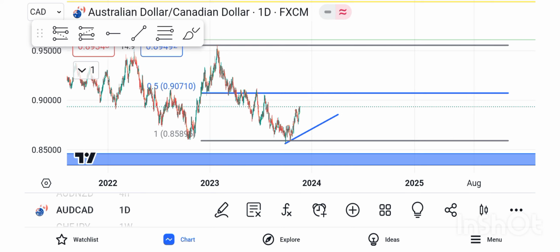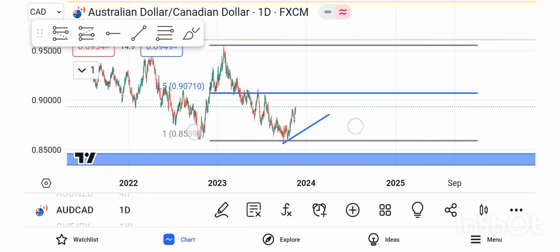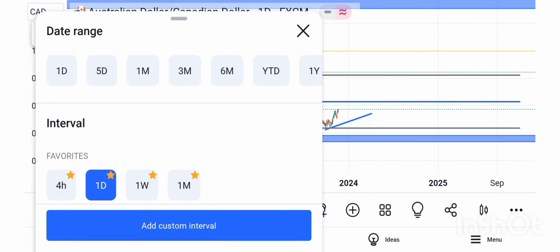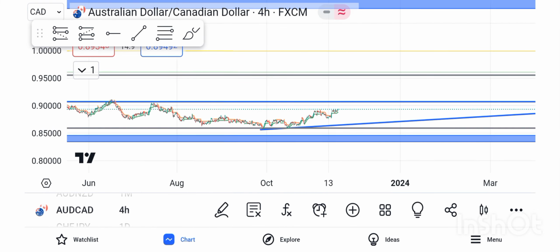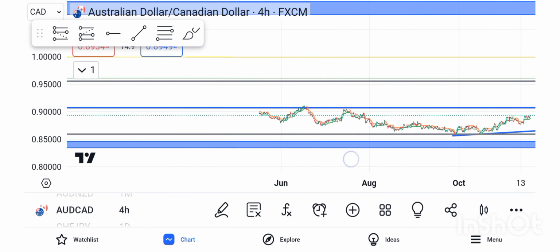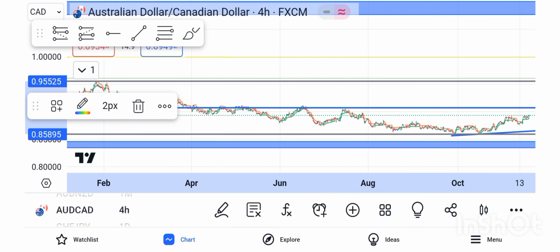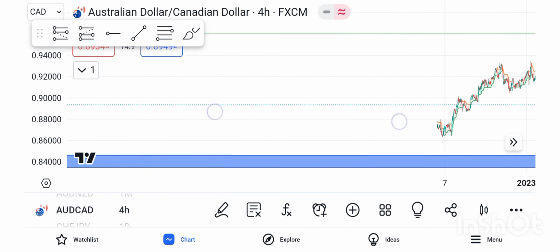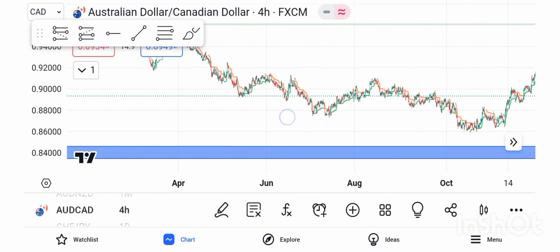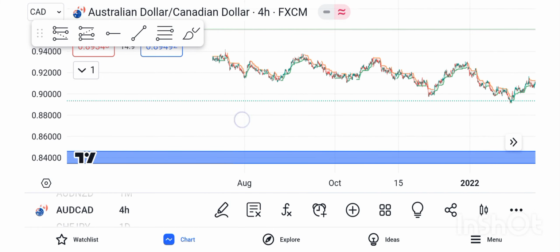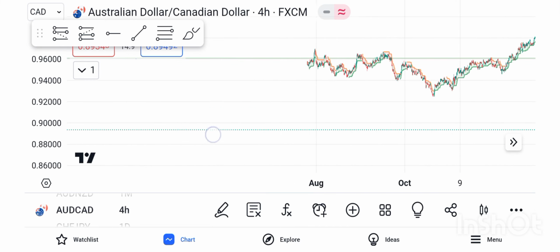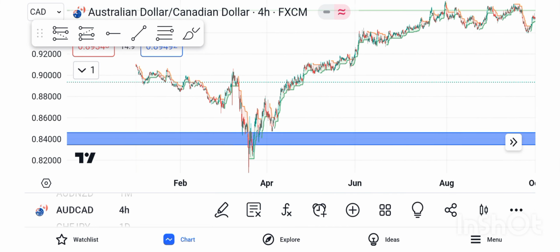What else? That's pretty much it. So overall, we're looking for selling opportunities. Remember, let me show you on the 4-hour how it broke the, oh man, the chart is looking messy. Okay, so let's go, yeah, cool.